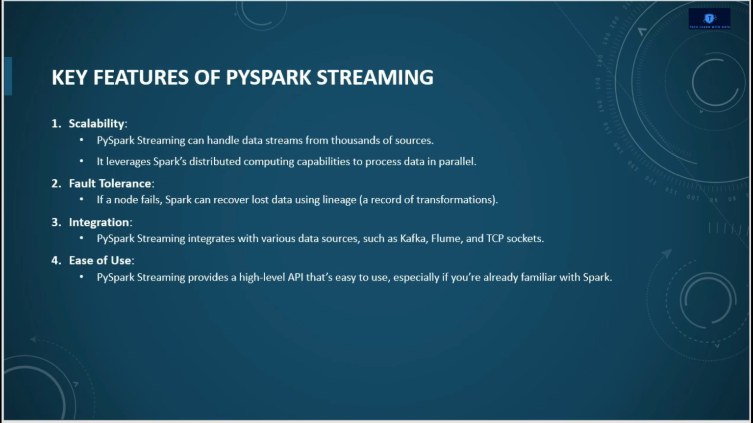So what are the key features of PySpark streaming? First is scalability. Okay, scalability means PySpark streaming can handle data streams from thousands of sources. It leverages Spark's distributed computing capabilities to process data in parallel. Second one is fault tolerance. I have already talked about fault tolerance many times. Okay, if a node fails, Spark can recover lost data using lineage, which is also a record of transformations.